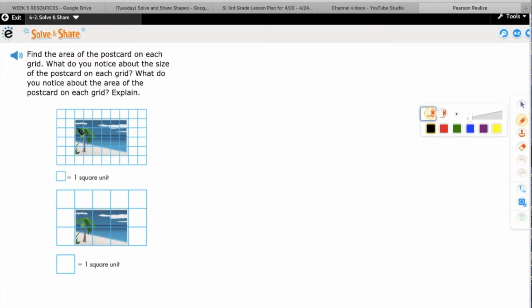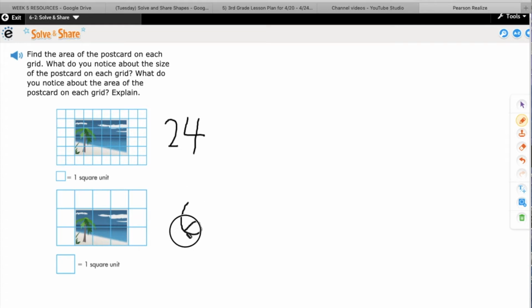So to find the square units, again, you just need to count. So let's do the small one. 1, 2, 3, 4. We know there's 4 in one line. 1, 2, 3, 4, 5, 6. I'm just going to do 6 times 4. That's going to give us 24 square units. And then, same thing for this one. I know there's 3 going across and 2 going down, so this would give us 6.